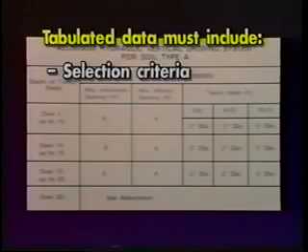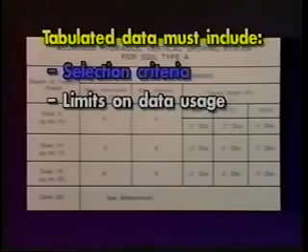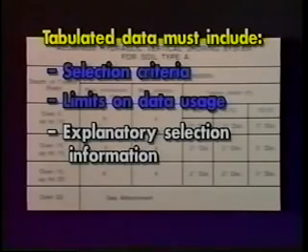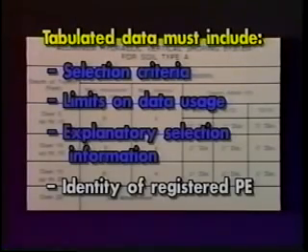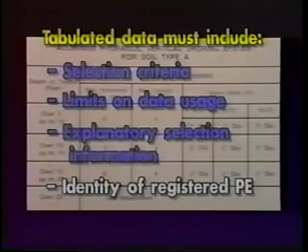The third option, when choosing sloping and benching systems, involves the use of tabulated data, such as tables and charts. The tabulated data must be in written form and include selection criteria, limits on data usage to include the magnitude and configuration of slopes determined to be safe, explanatory information necessary to aid the user to make correct selection of protective systems, and the identity of the registered PE who approved the data. At least one copy of this data must be kept at the job site during construction of the protective system.